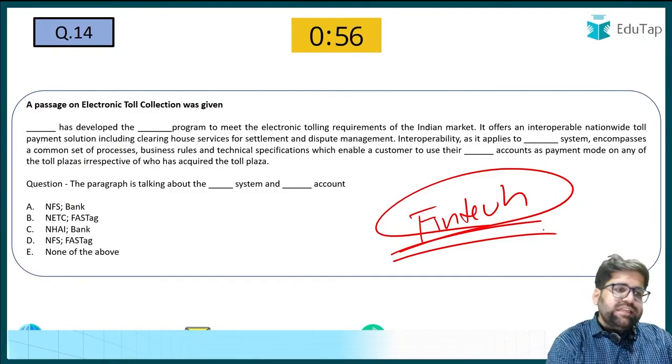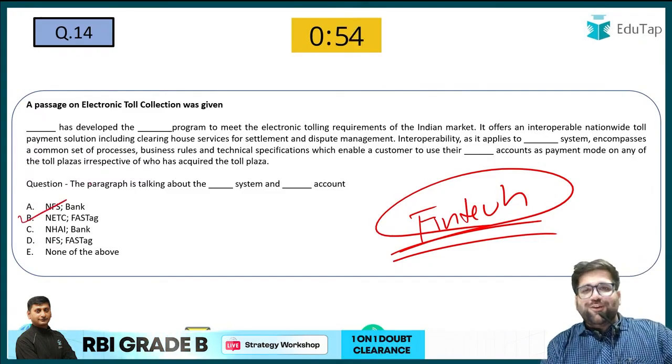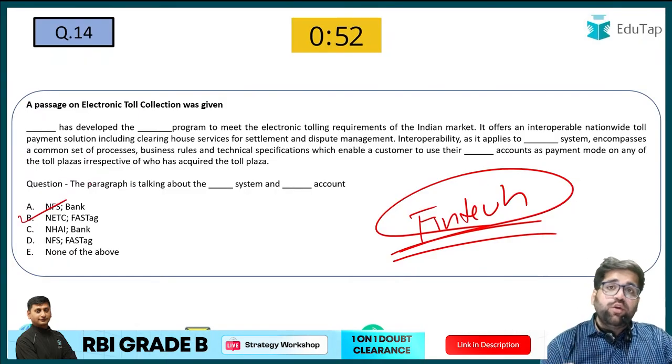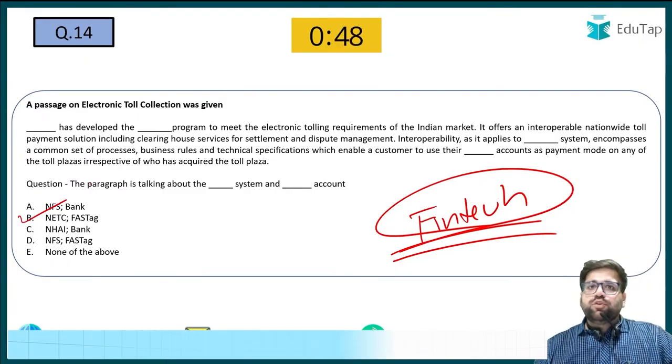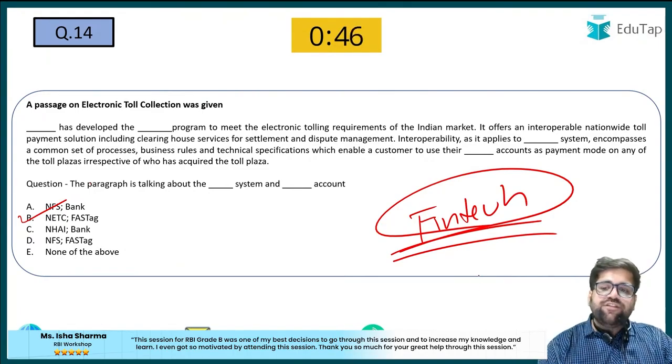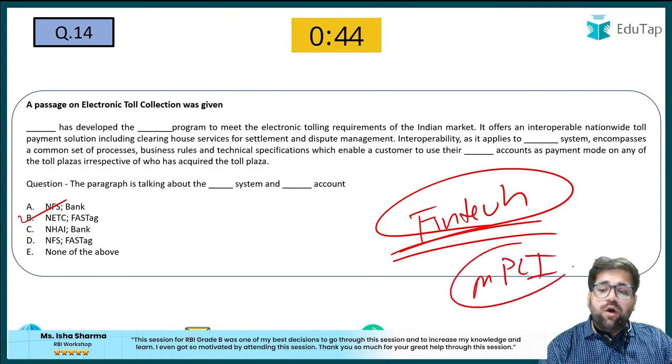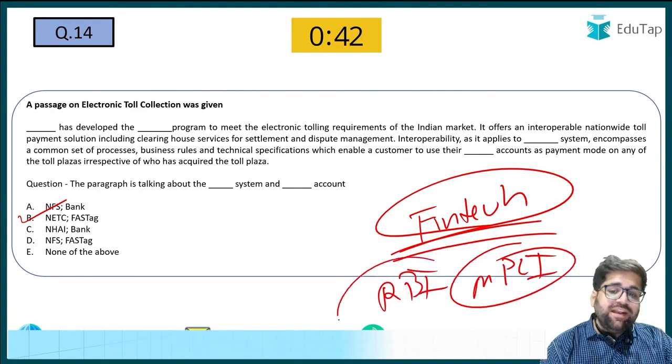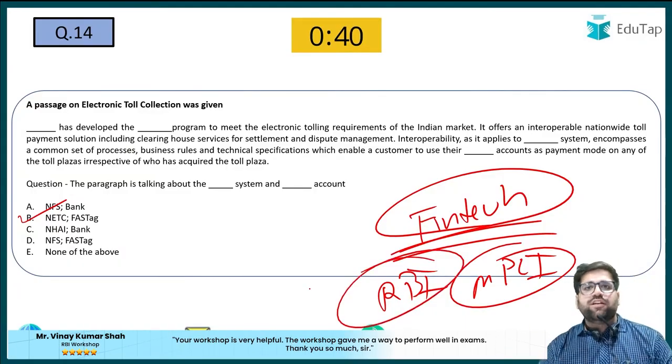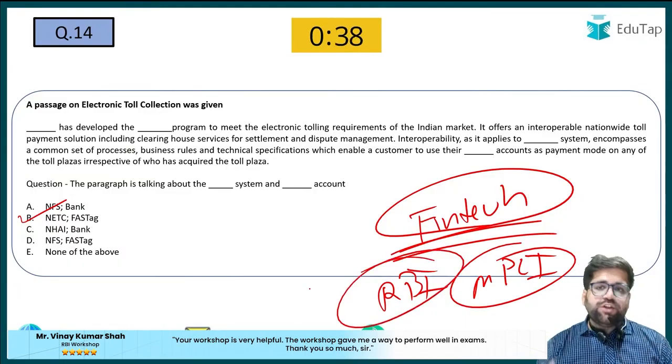Yes, the correct answer will be this. That is option B. Sorry, not this. That is National Electronic Toll Collection. Now, if you see, India is taking huge steps towards digitization. And in the same, we have seen how NPCI, RBI, SEBI and different regulatory bodies are coming together to make digital transformation of our country.